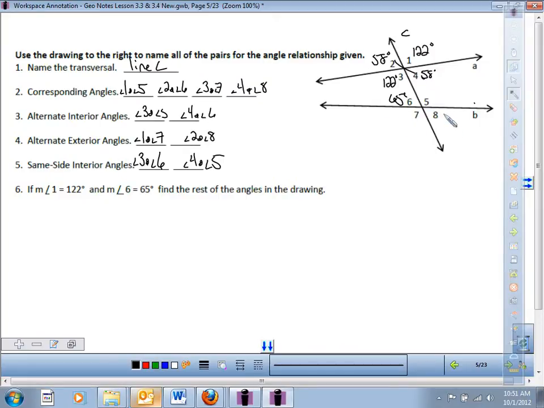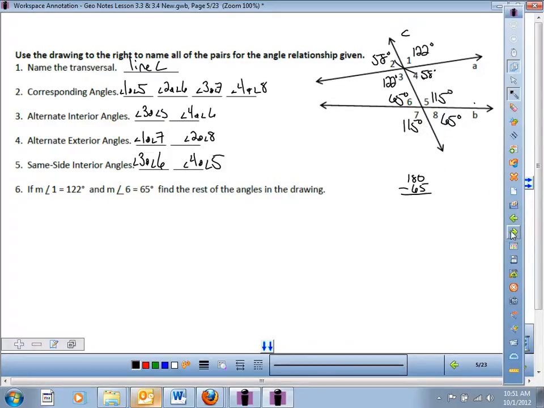So this guy over here is 65 degrees. That's the vertical angle theorem. And then these two guys, we take 180 minus 65, and we get that that's 115. So this guy here is 115, and this guy here is 115 degrees. Okay, so we have both those angles there.